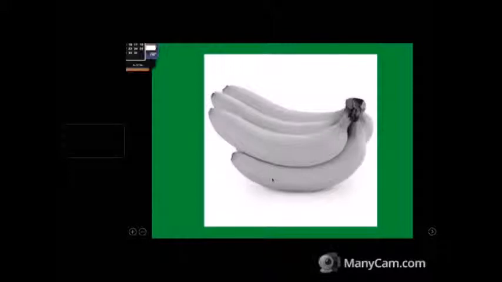So if you said yellow, you were not observing the actual phenomena, you were observing your thoughts. And look at these bananas and say that they're yellow. That's not true. That's not accurate. Those bananas in this picture are not yellow.